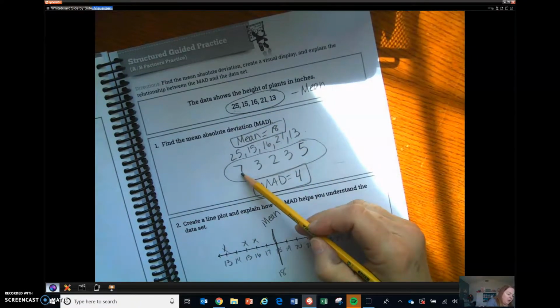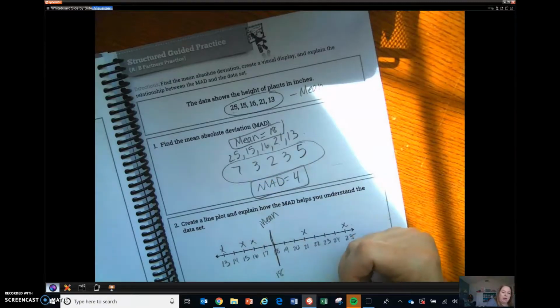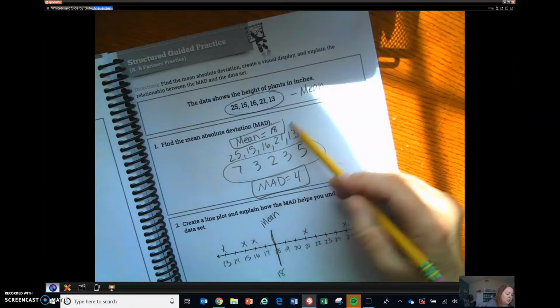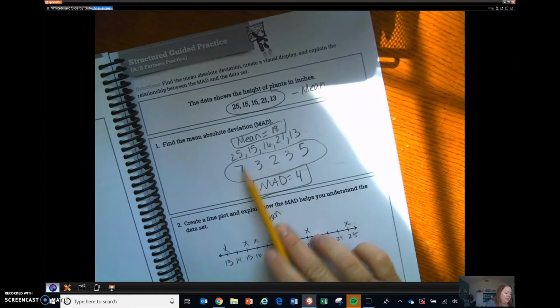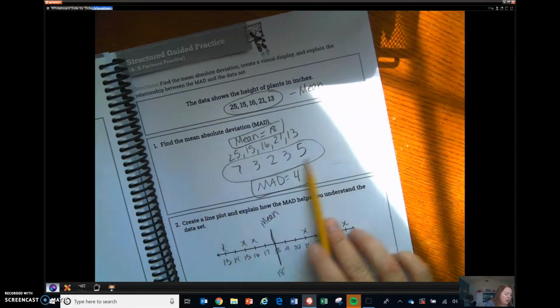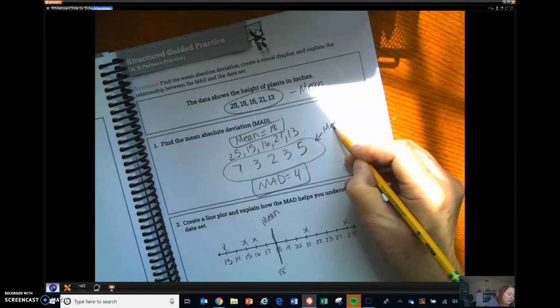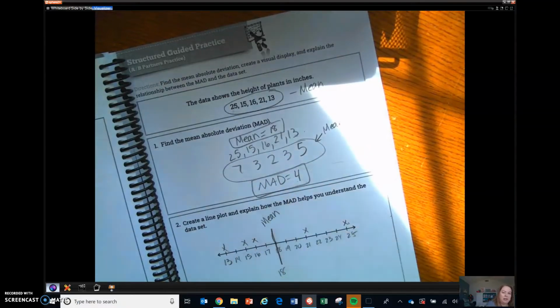Then figure out on a number line how far away each number is from the mean of 18. Just on that number line, how far away are they from each other? Then once you get those differences, add all those up. So you're finding the mean of those. Add them all up, divide by the number, and you will get 4.